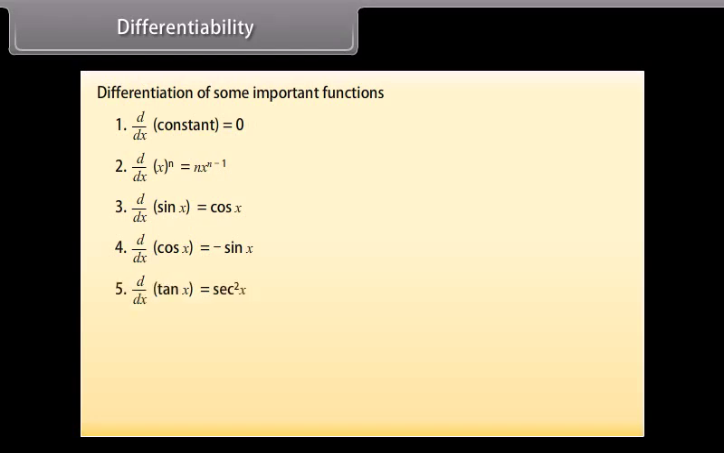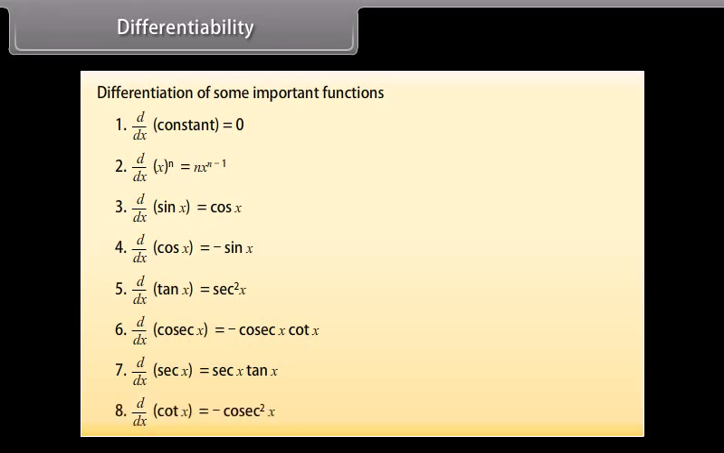5. d/dx of tan x is equal to sec square x. 6. d/dx of cosec x is equal to minus cosec x into cot x. 7. d/dx of sec x is equal to sec x into tan x. 8. d/dx of cot x is equal to minus cosec square x.